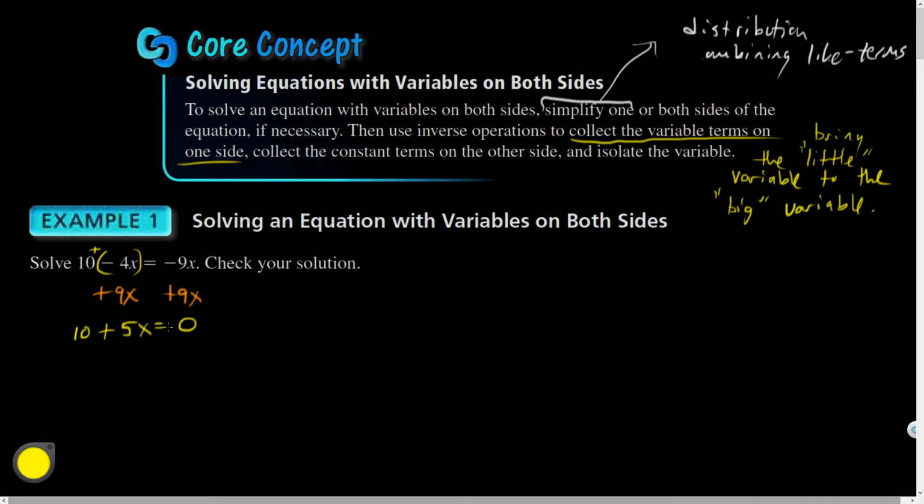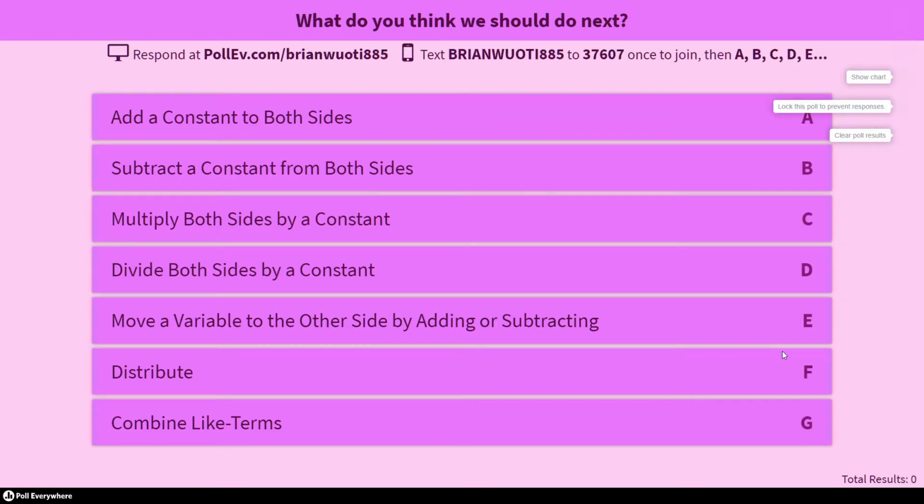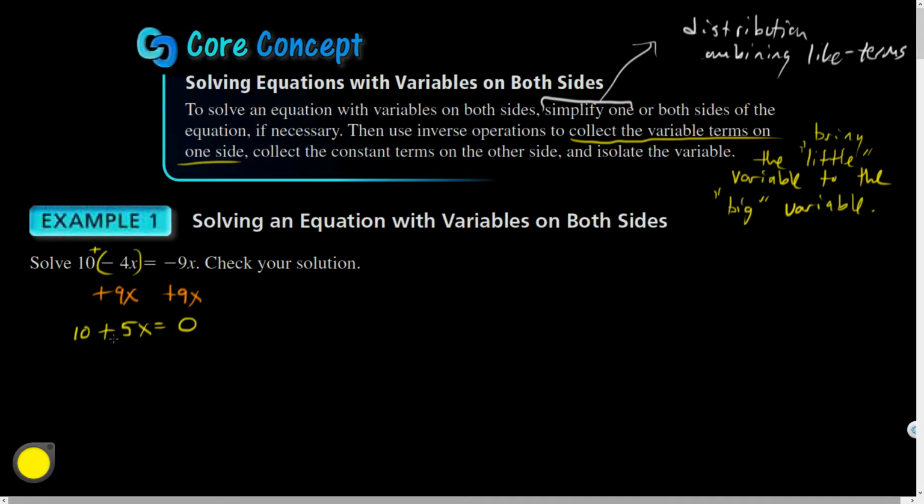All right, let's see what my friends think my next move is going to be. I'm going to go back to the poll. I'm going to clear the results, move the chart, and unlock it. Let's see what they say. What's my next move to get x by itself? Let's ask the studio audience here at Waddy Math.